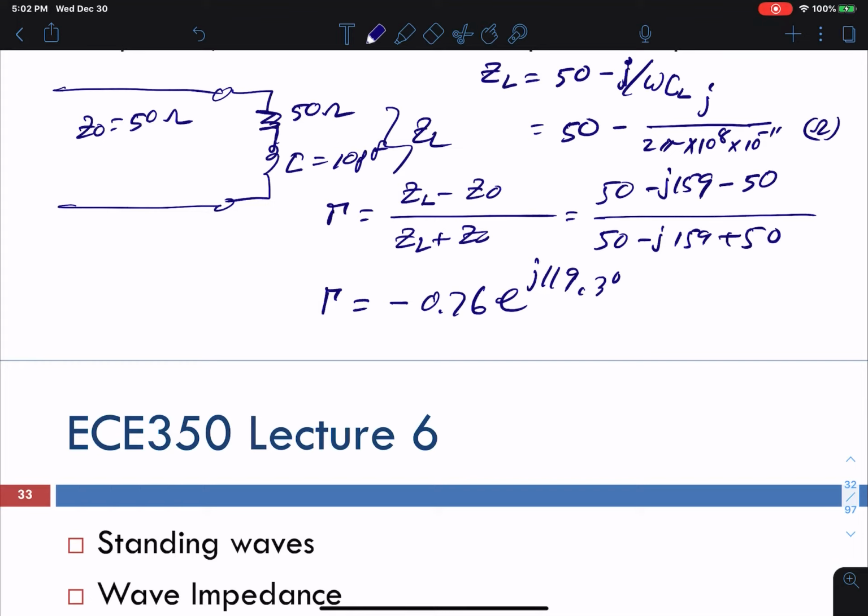Oh, sorry, Z0 is 100. I made a mistake over here. Z0 is 100, not those other values. That's where we get the answer. If you do that, you should get this answer. So what is this saying? It's saying that your reflection coefficient has this value.